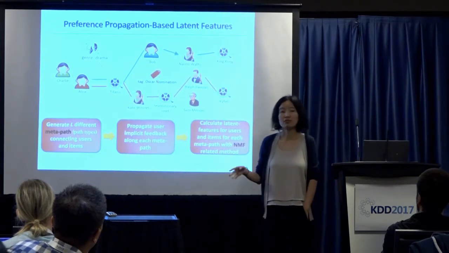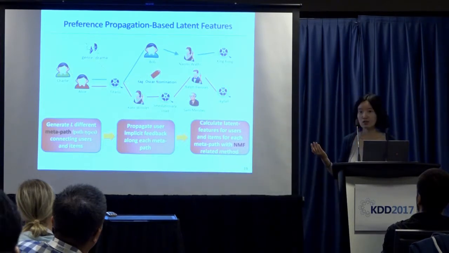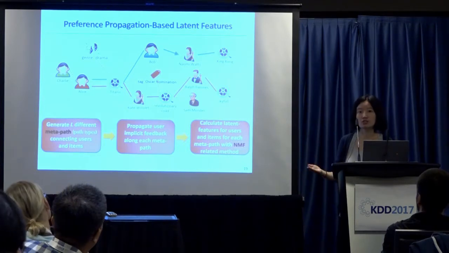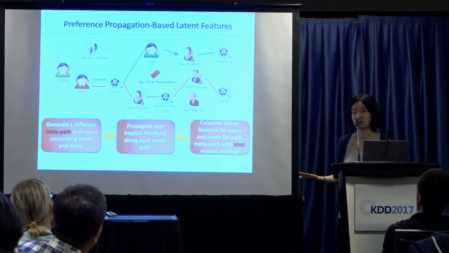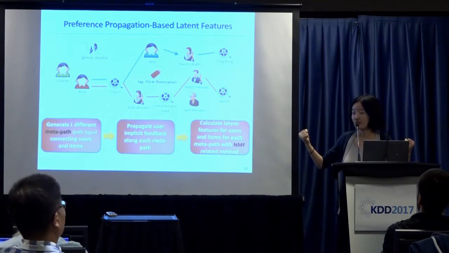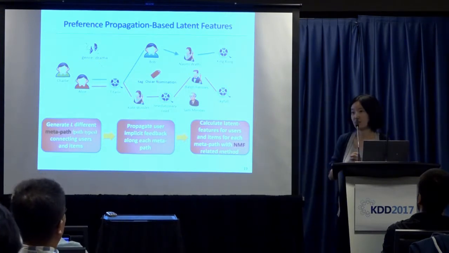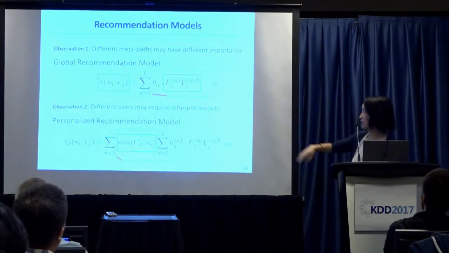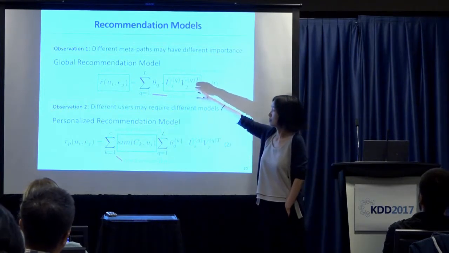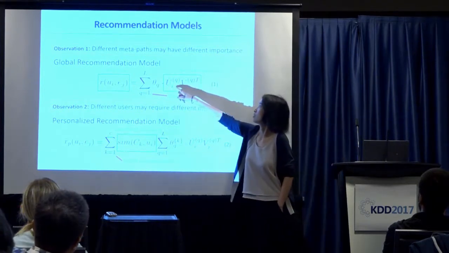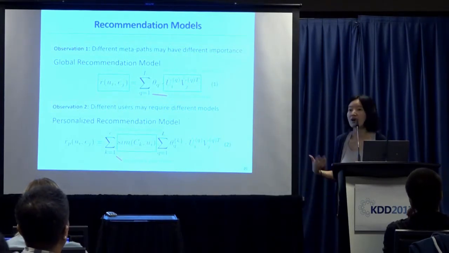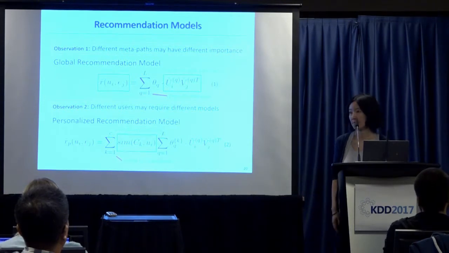And after we have this new user item interaction matrix, we can again do matrix factorization. But this matrix factorization is no longer based on the original user item interaction matrix. Now it is based on this propagation-based interaction matrix. So for each type of interaction matrix, you can do a matrix factorization, and the results can be considered as the latent representation implied by that type of propagation.